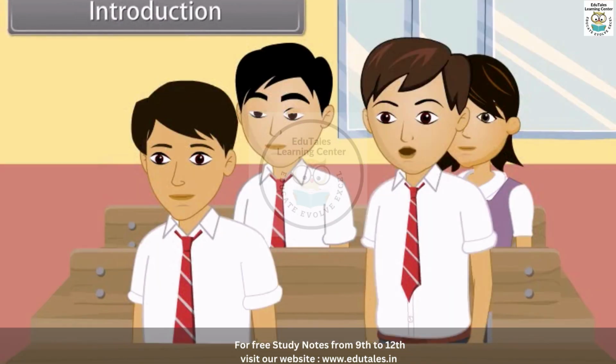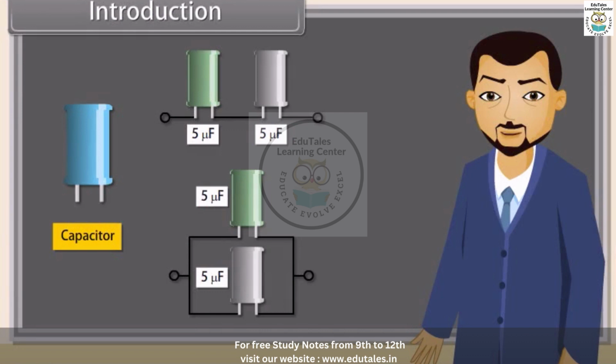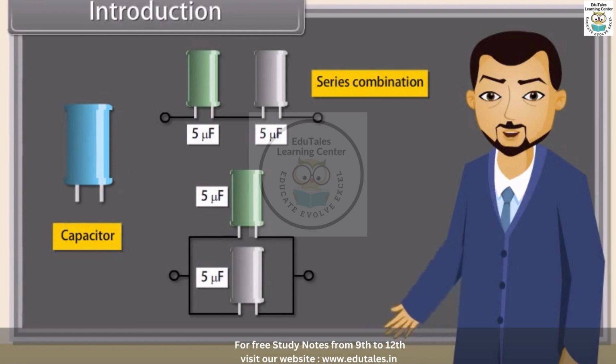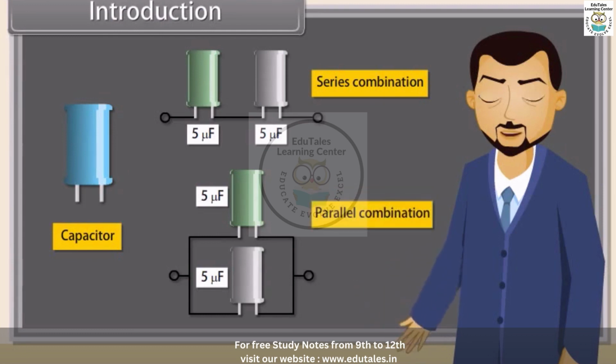Sir, how the value of equivalent capacitance change by making changes in their combination? Good question, Ajay. Let me tell you. In series combination, the reciprocal of the equivalent capacitance is equal to the sum of the reciprocals of the individual capacitances. However, in parallel combination, the equivalent capacitance is equal to the sum of the individual capacitances. Students, today we will study more about this in chapter Electrostatic Potential and Capacitance.